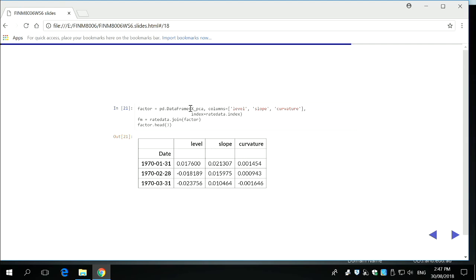Because if I have transformed the thing to the PCA space, the X PCA is just X times the Q of K. That'll give me T times the K factors. Okay?